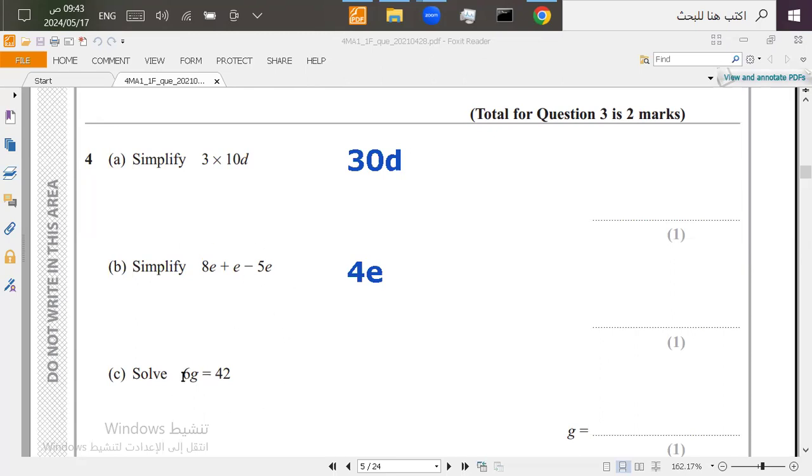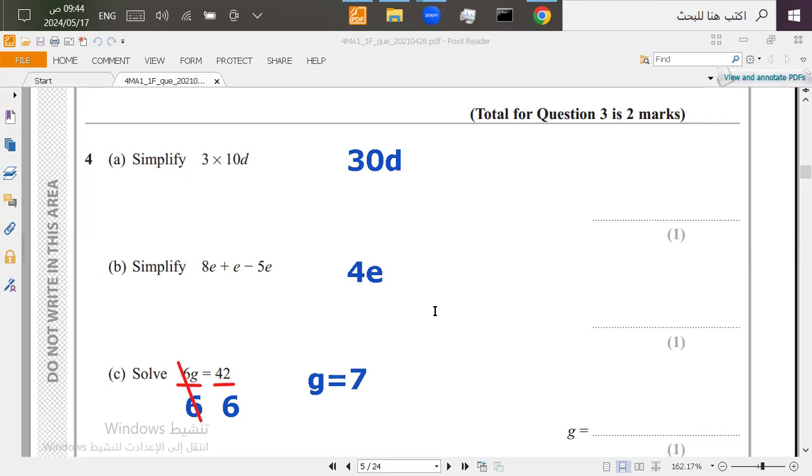Now here, solve 6g equals 42. Now to solve this, it means I'm going to make g the subject. To make g the subject, I'm going to remove the 6. The 6 here is multiplied by the g. So I'm going to divide both sides by 6. The same idea works and it will give you the same answer. This 6 and this 6 gives you 1. So g equals 42 divided by 6. Let's do it with the calculator, 42 divided by 6. And the answer is 7.